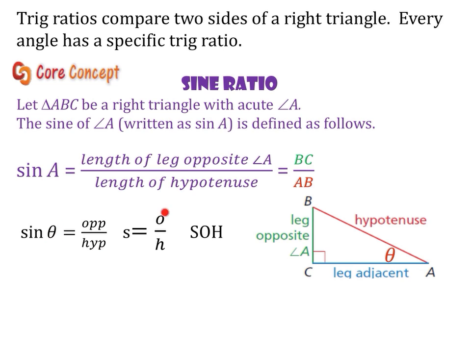In other words, S equals O divided by H, and the word SO is part of the mnemonic that we can use to help us identify which trig ratio. So far we have TOA for the tangent and SO for sine.